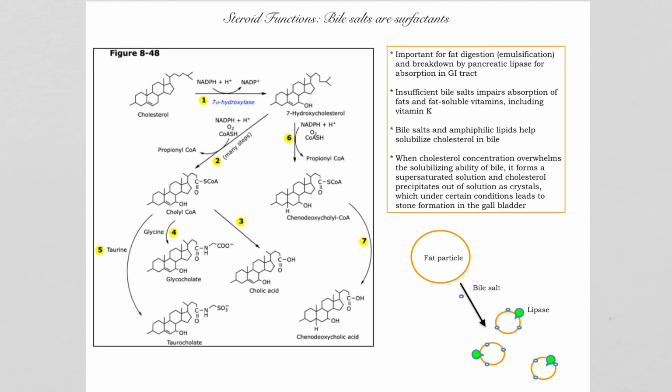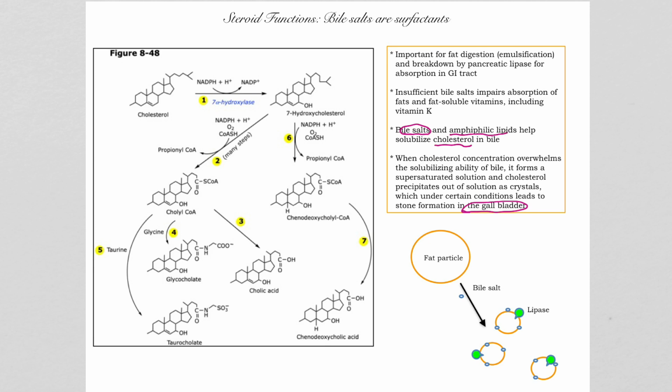So clearly, if there are insufficient bile salts, it is not only going to impair the absorption of fat, but also in the fat, there are fat-soluble vitamins too. And the absorption of fat-soluble vitamins will also be affected. So bile is stored in the gallbladder. In the bile, you have not only bile salts, you have a lot of cholesterol, and of course, some amphiphilic lipids.